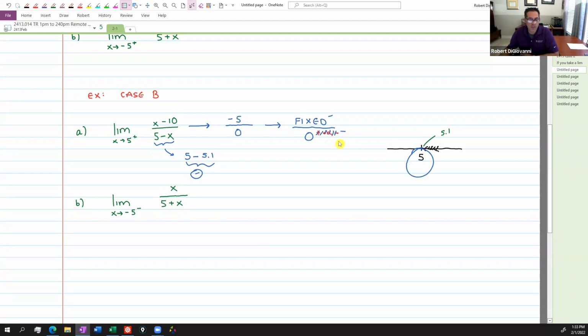And so now, Jose, let's finish it up. You have a fixed negative number over something headed to zero through negative numbers. Your answer would be what? Positive infinity. Because the ratio of two negatives would be positive. Got it? Good.